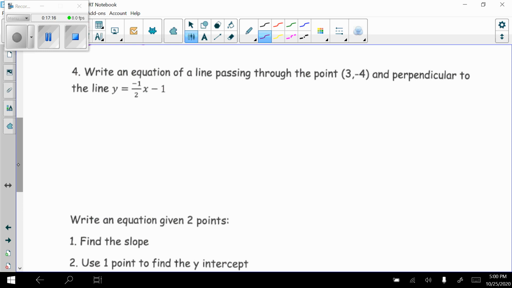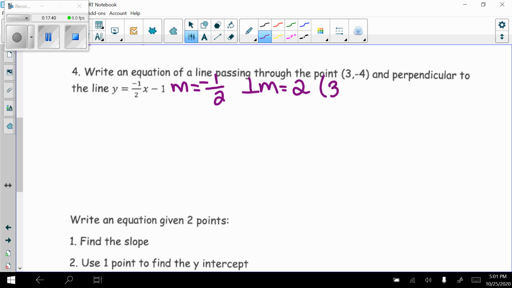x minus 1. So we start out, what's the slope of the line they give me? -1/2. What's our perpendicular slope? And remember, perpendicular means change the sign and flip it. So if I change the sign from -1/2, I get +1/2. Flip it. 1/2 flipped is 2 over 1. So my new slope is going to be 2.